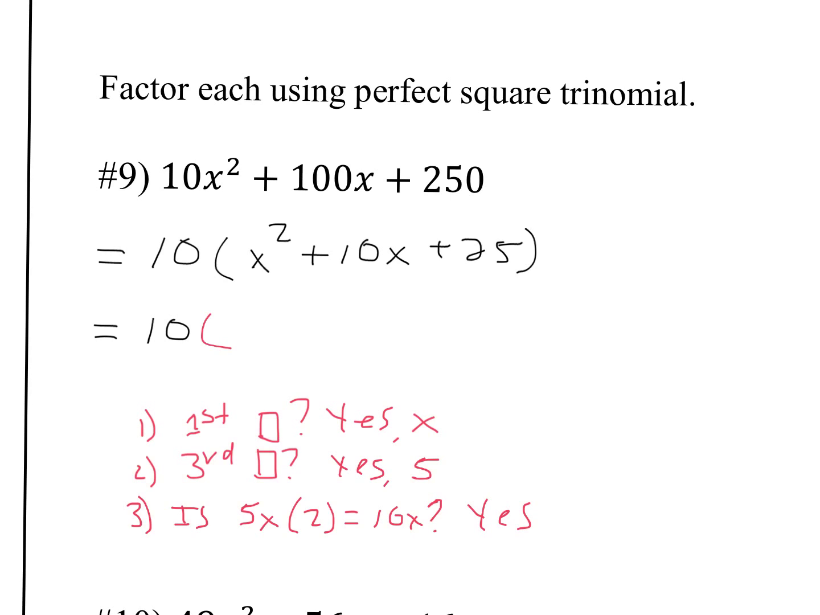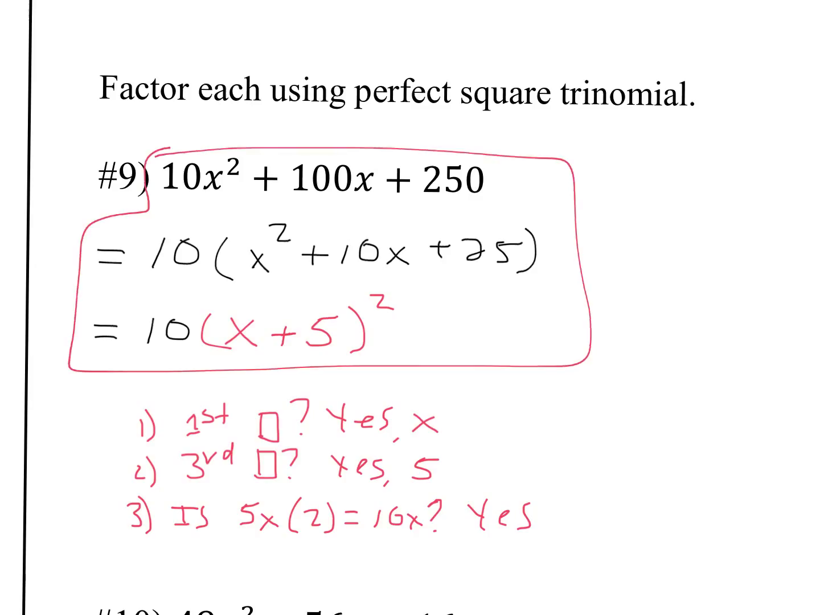So it factors into one set of parentheses that's being squared. Take the answer to the first question, which is the square root of x squared, and put it in the first position. Take the answer to the second question, which is the square root of the last term, put it in the second position. Put the middle sign of the middle term between them, and this factors into x plus 5 quantity squared.